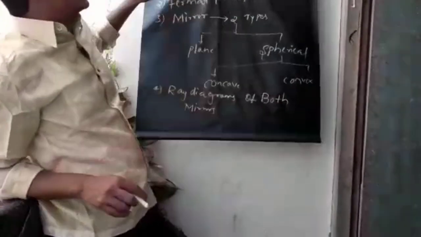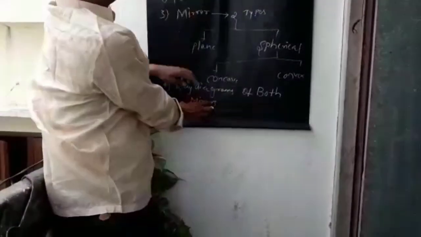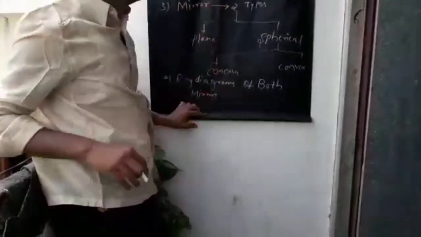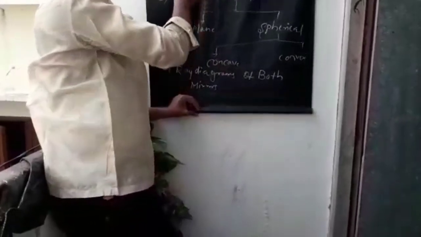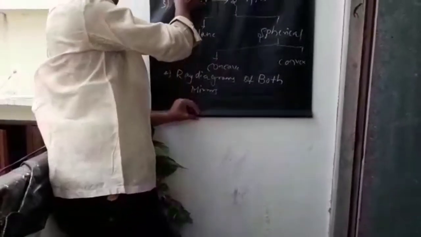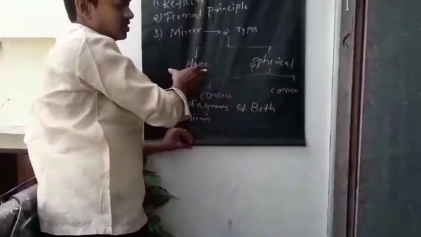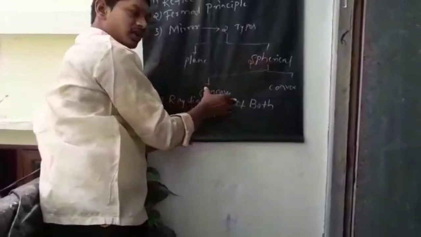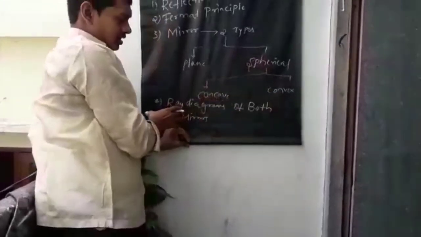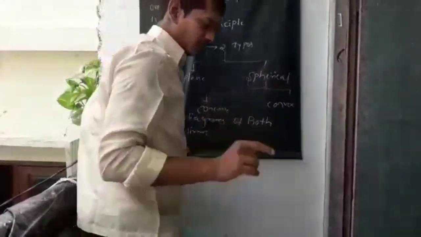So I'll explain once again. What is the chapter? Reflection of light at curved surfaces. So overview of the chapter: reflection, Fermat principle. Mirrors are mainly two types, plane mirrors and spherical mirrors. Again, spherical mirrors are two types, concave mirror and convex mirror, and ray diagrams of both mirrors.